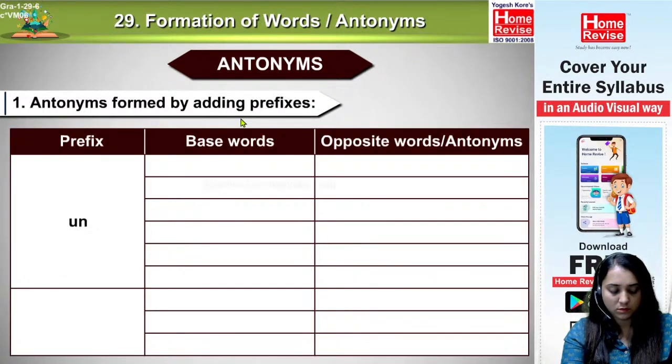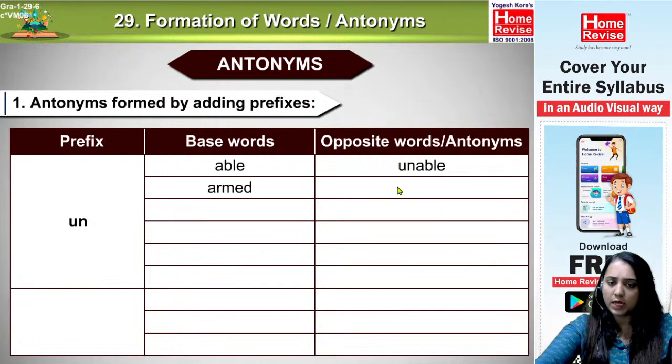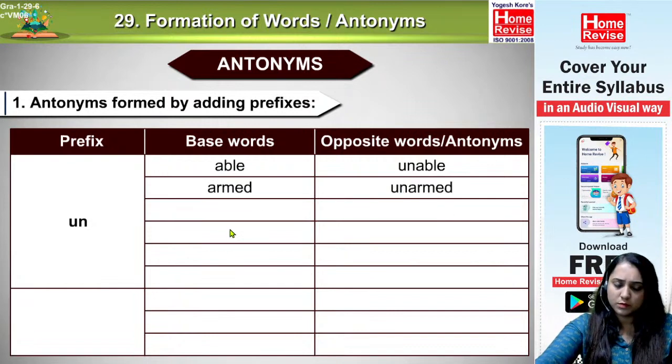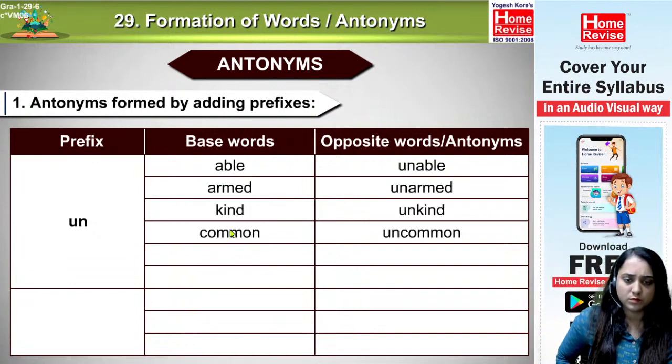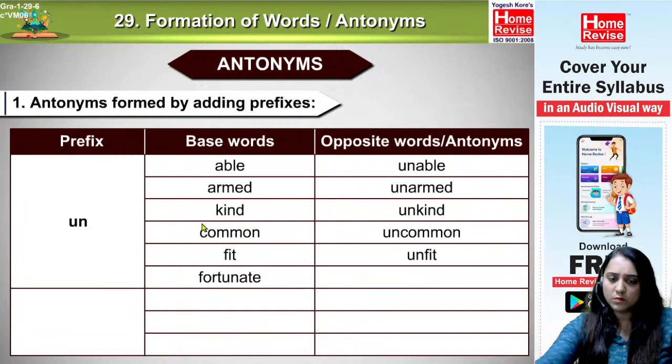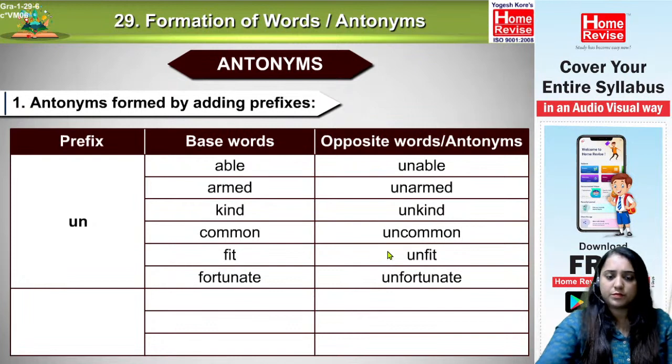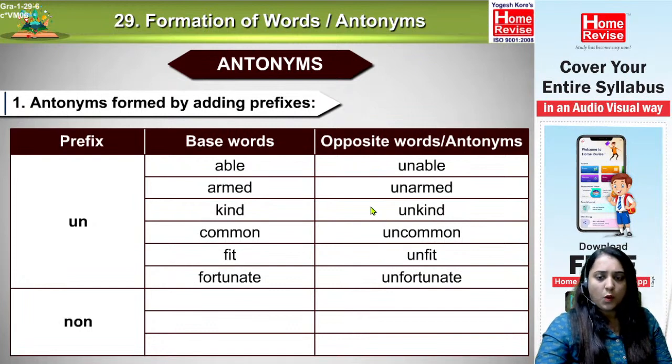Just by adding the prefix un in front of base words, we form antonyms, or opposite words. Un prefixed to the base word able forms the opposite word unable. Un with armed forms unarmed. Kind, unkind. Common, uncommon. Fit, unfit. Fortunate, unfortunate.